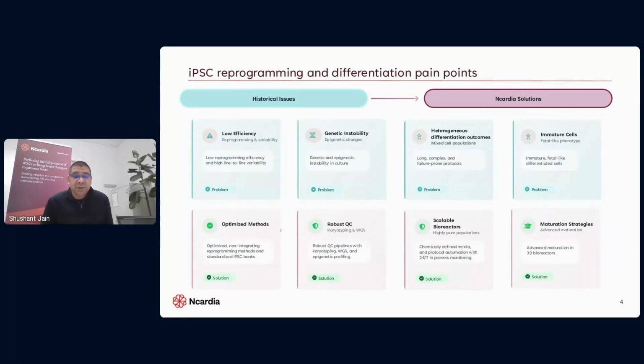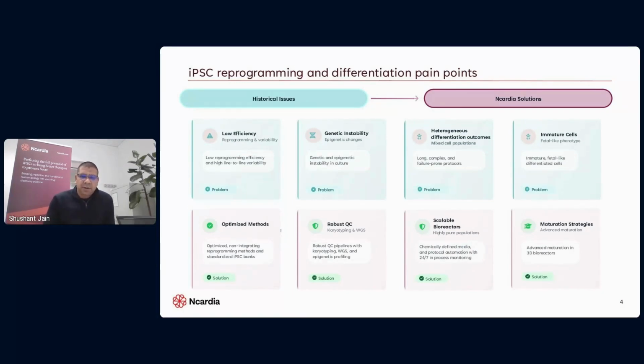The differentiation from the iPSC line to the terminal cell type was quite often heterogeneous. Although the basic protocols were there, quite often the purity of the population that was produced was quite mixed, and these protocols were challenging, to say the least. They were long, complex, laborious, and quite error-prone. Ultimately, the cells that were produced were generally very immature and almost fetal-like. So for a lot of human diseases which are age-related, this did not solve the problem of having a good enough model for that disease.